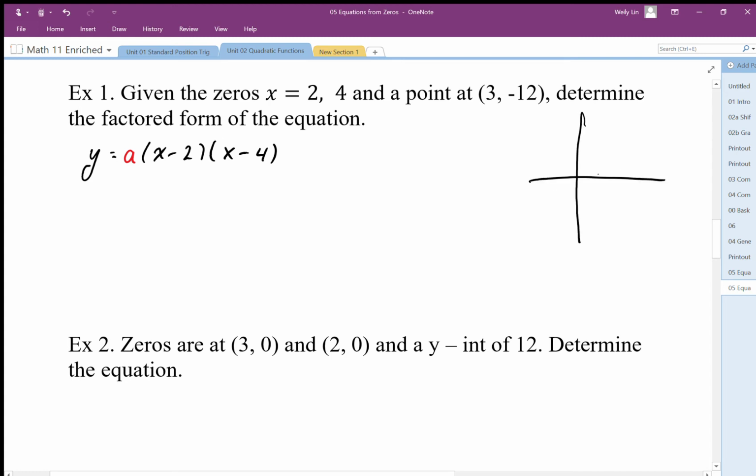So if I sketch this graph at x equals 2 and x equals 4, we have this graph here, but we don't know if the graph is going to go this way. We don't know if it goes this way. We have no idea. However, once we fix this coordinate at 3, negative 12, maybe down here, we have a very good idea what this graph looks like. In fact, this happens to be the vertex because it's halfway between those 2 points, it's symmetrical. And then we know that this is probably some kind of a thinner parabola that's facing up.